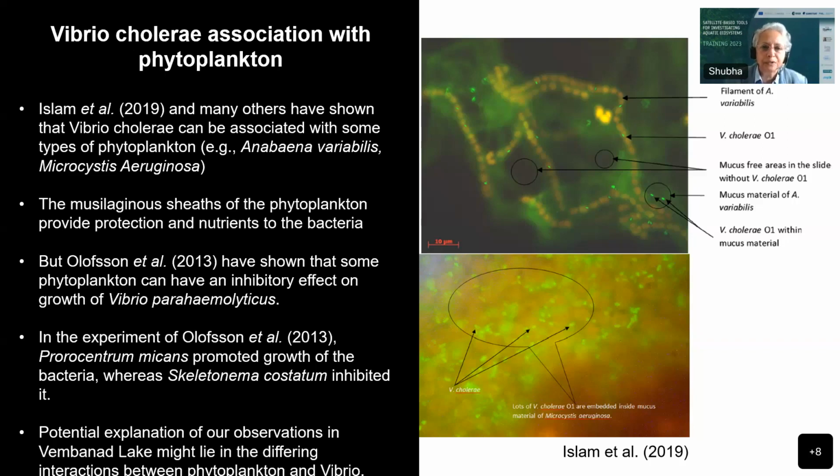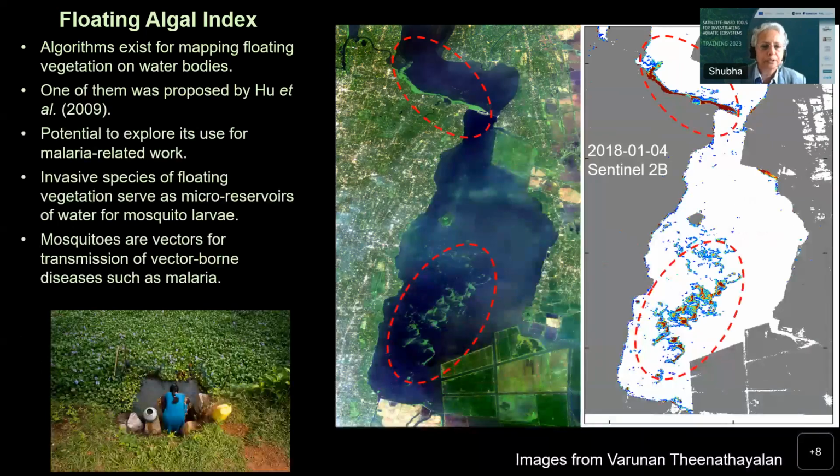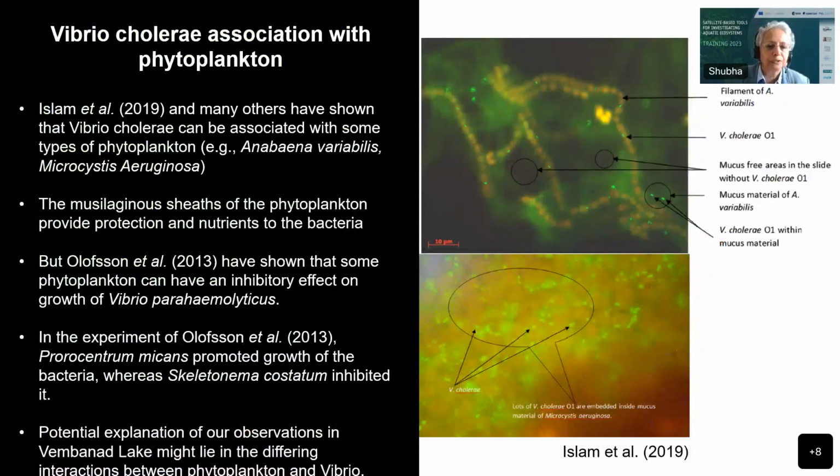But there are studies that have also shown that some phytoplankton can have an inhibitory effect on the growth of Vibrio bacteria. In their experiment, Olafsson and colleagues showed that one type of phytoplankton called Prorocentrum micans promoted the growth of bacteria in a lab culture, whereas the addition of Skeletonema costatum, belonging to the diatom group, inhibited it, and the Vibrio completely died out actually. So these are dinoflagellates, I think, and this is certainly a diatom.